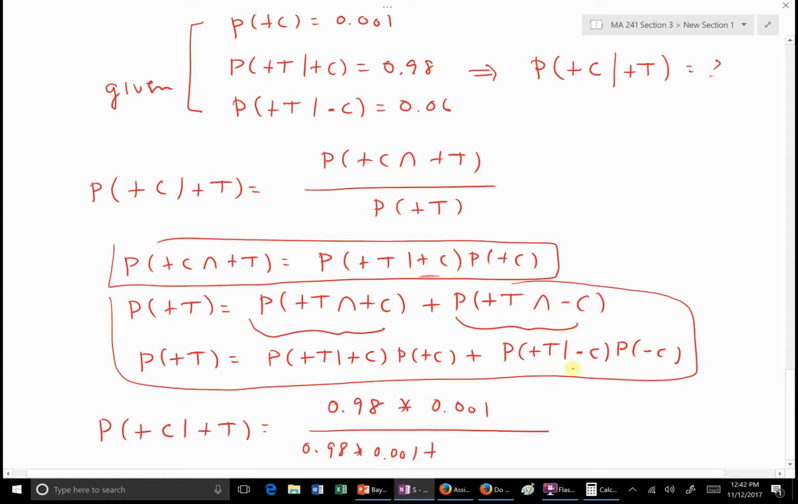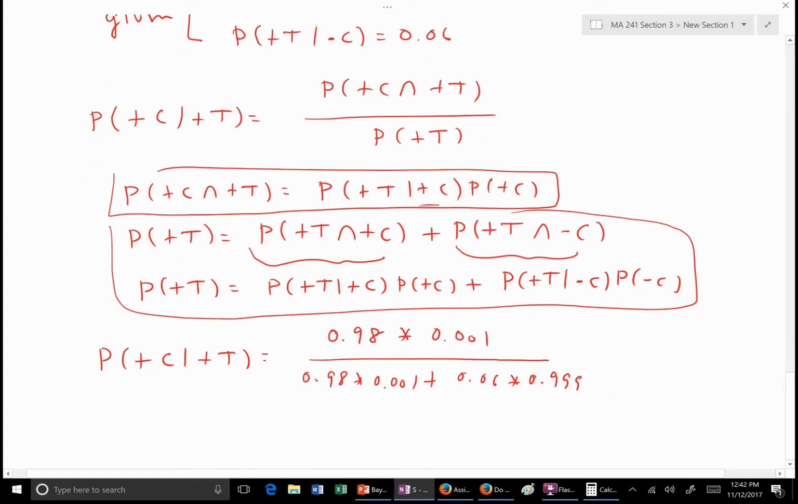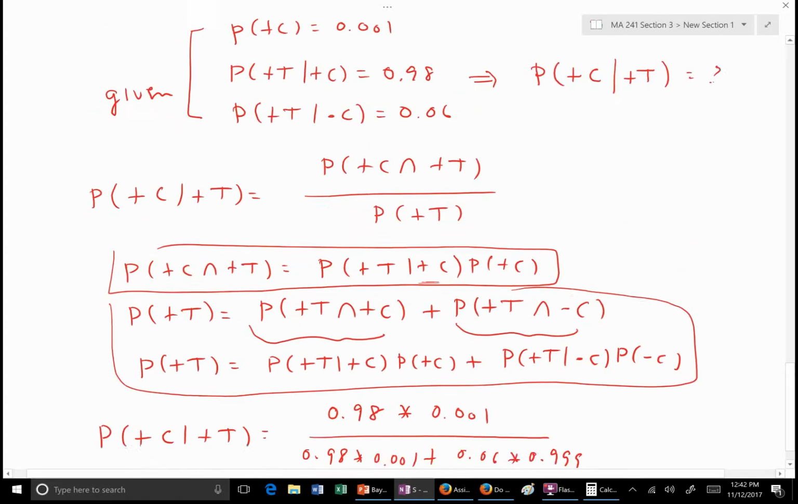And then the probability of a false positive, which is the probability of a positive test given they don't have the condition, is 0.06, times the probability they don't have the condition, which is 0.999. And if you go ahead and compute this out, you'll find something really interesting. This probability is roughly equal to this. Notice that this is less than 2%. This is very surprising, I think, to most people. It says that if you have a positive AIDS test, the probability that you really have AIDS is less than 2%.